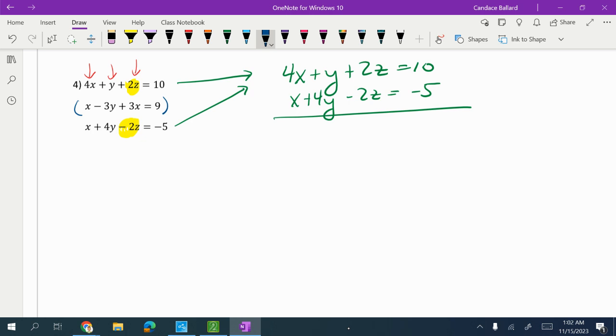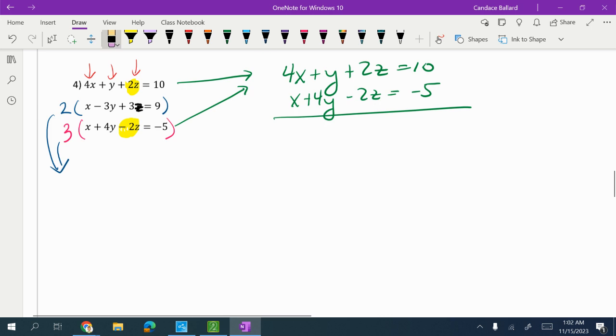I have to eliminate my z's because, and I just noticed I have a typo right here. That should be a z. So I want to eliminate my z's. I have opposite signs already here, so I'm going to use this second equation. So I need to get those z's up to a 6. So I would have to multiply this first equation by 2 and this second equation by 3. And I'm just going to put those down below here.